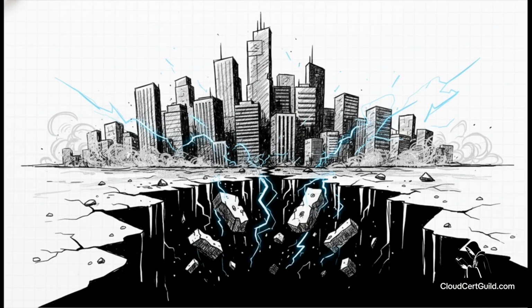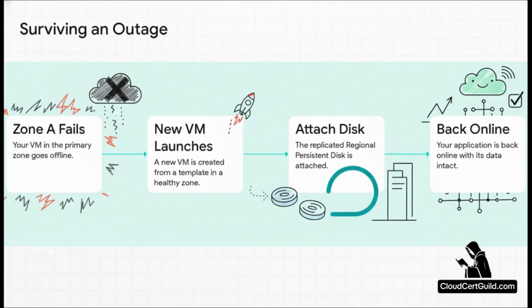Now for the ultimate test. Scaling for traffic is one thing, but what happens when the very ground beneath your buildings just disappears? A whole data center, what Google calls a zone, suddenly goes offline. Everything you built in that zone is just gone. This is where you go from builder to master architect.